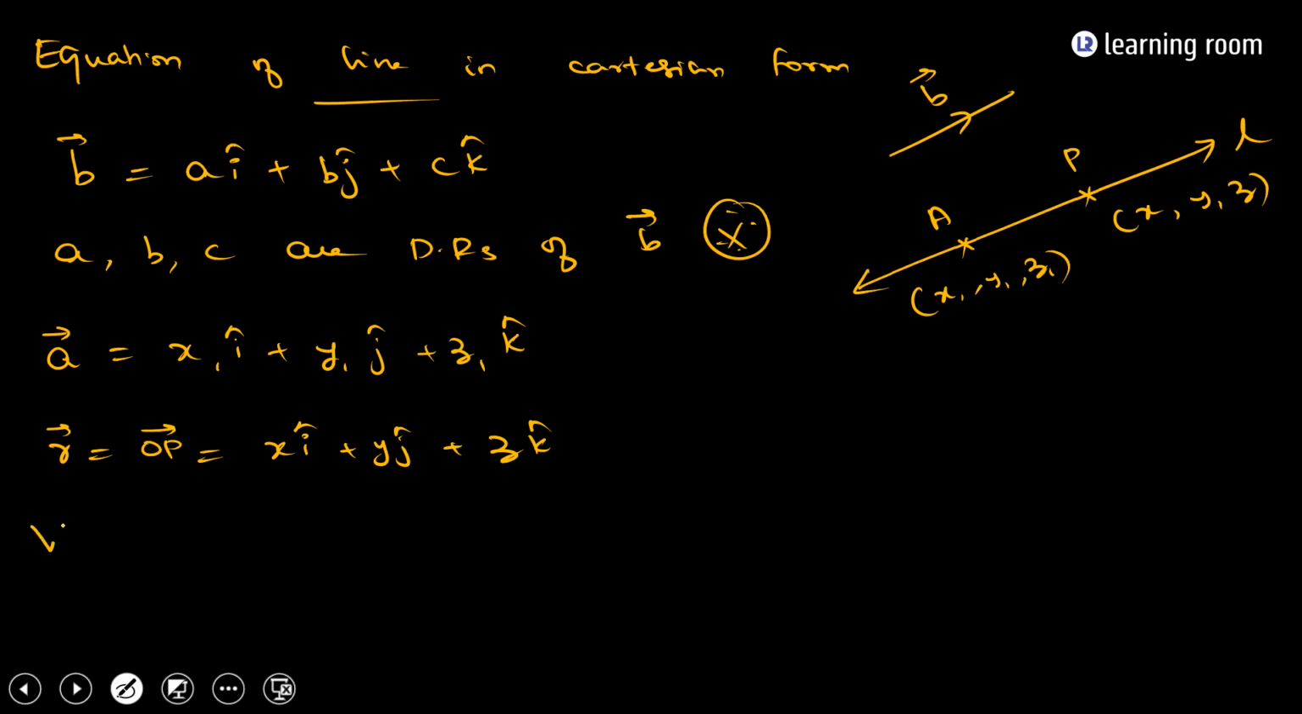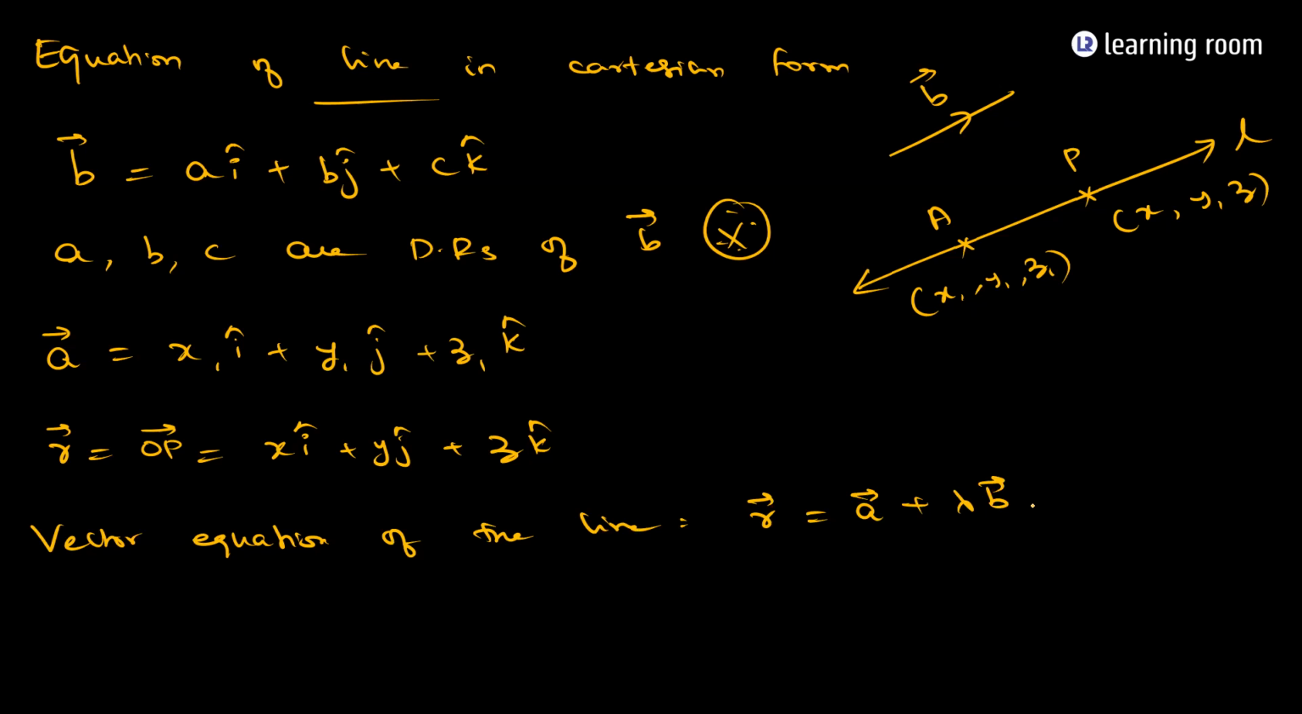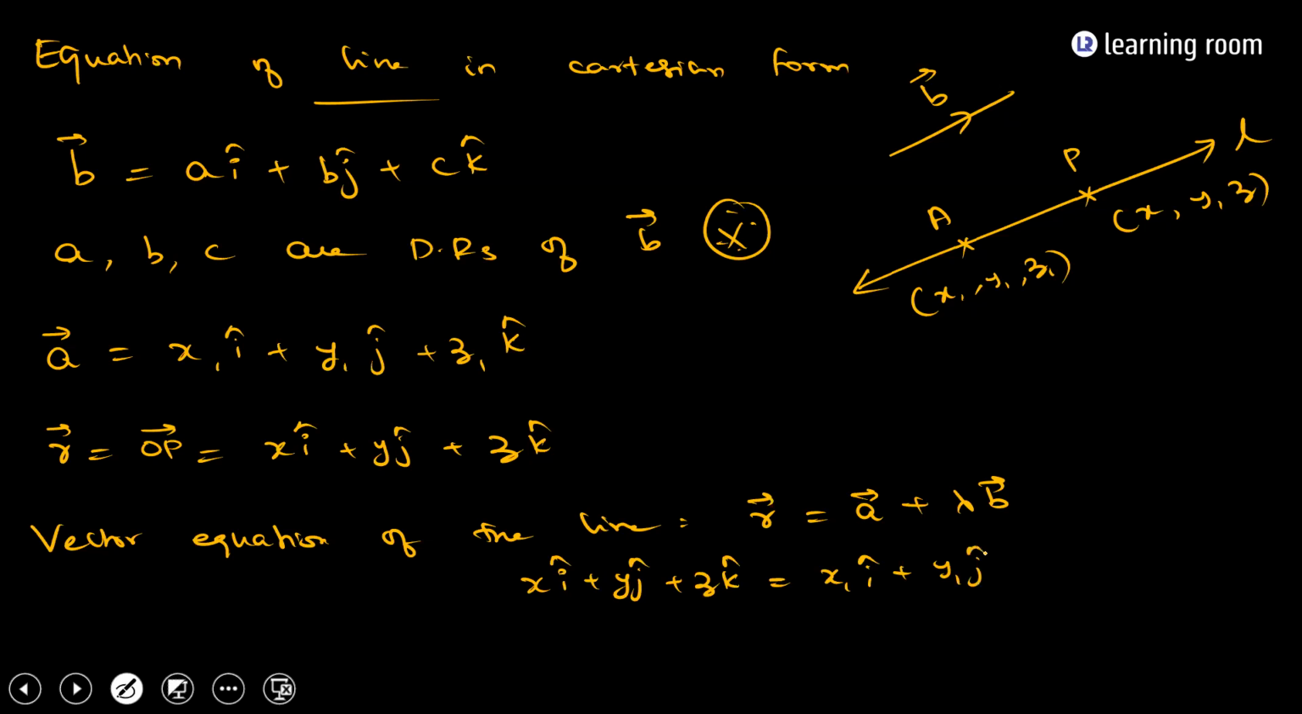And we know that the vector equation of this line is going to be R vector is equal to A vector plus lambda times B vector. Right. So here, what is going to be the value of R vector? It is xi cap plus yj cap plus zk cap, and this is going to be equal to A vector, that is x1 i cap plus y1 j cap plus z1 k cap, plus lambda times ai cap plus bj cap plus ck cap.